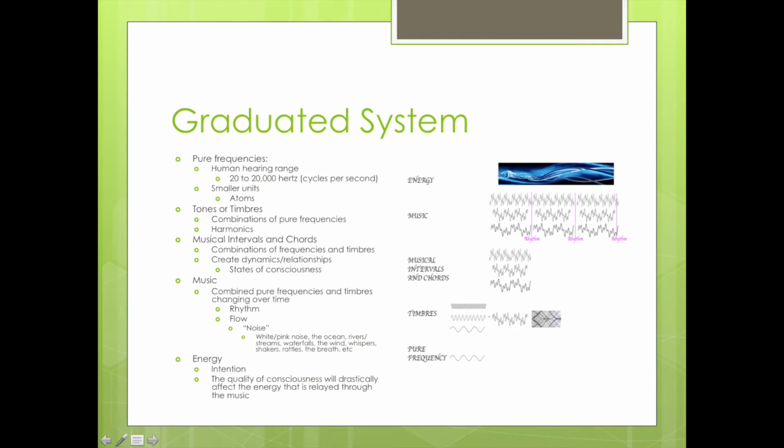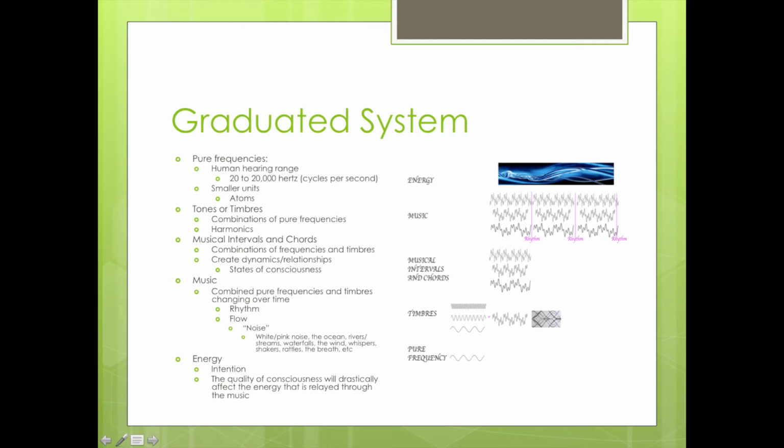An atom would be comparable to a frequency in that they are both fundamental constituents of the universal field and could be considered interchangeable in that sense. We could probably dissect frequencies and atoms further, but for the sake of this class, we are going to start here. We move from frequencies to tones or timbres, and these are combinations of pure frequencies. So we are adding in layers of harmonics.